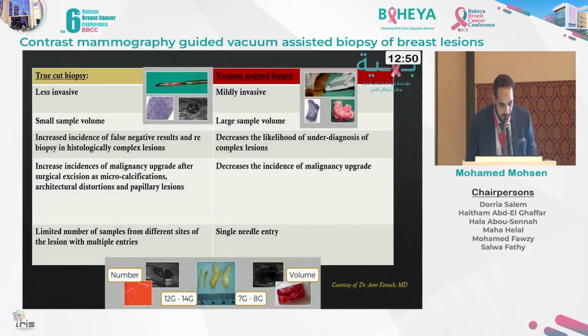This is a quick comparison, as mentioned by Dr. Amr. The vacuum-assisted biopsy is mildly invasive, acquires larger sample volume, decreases the likelihood of underdiagnosis, decreases the incidence of malignancy upgrade, and depends on single needle entry.